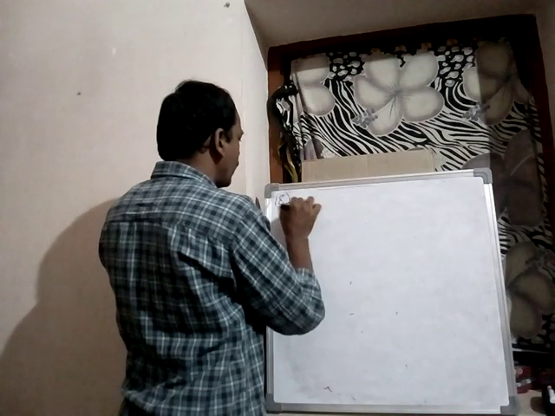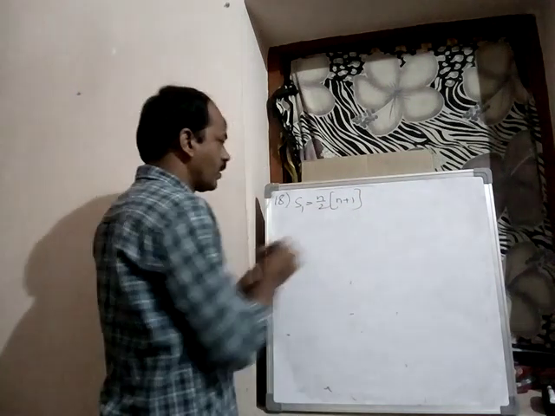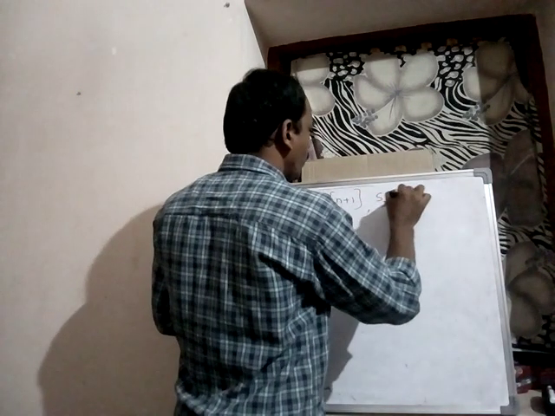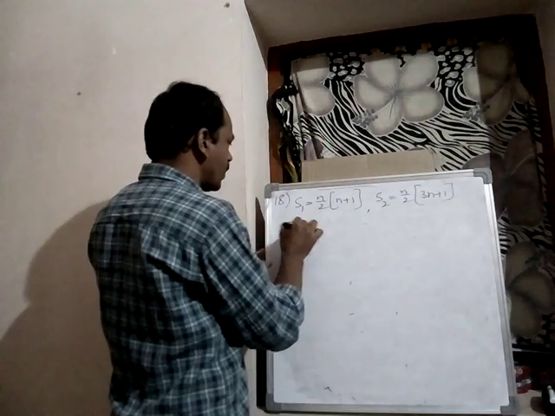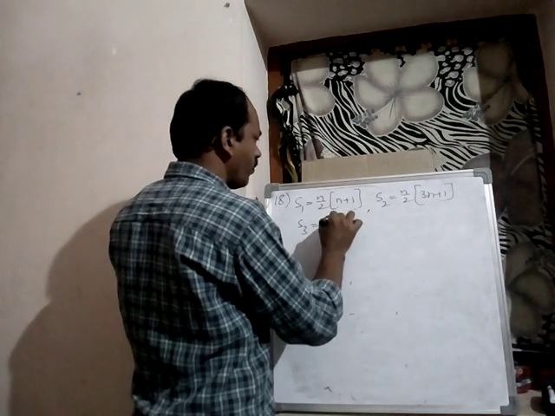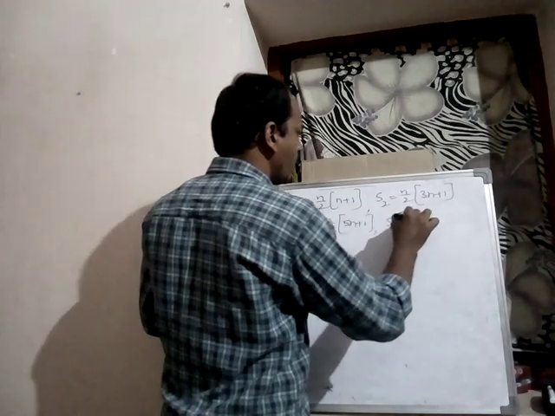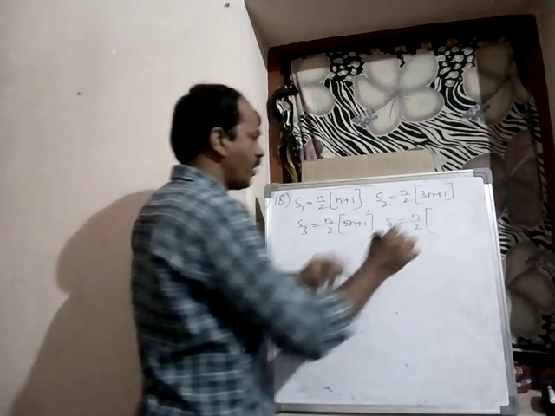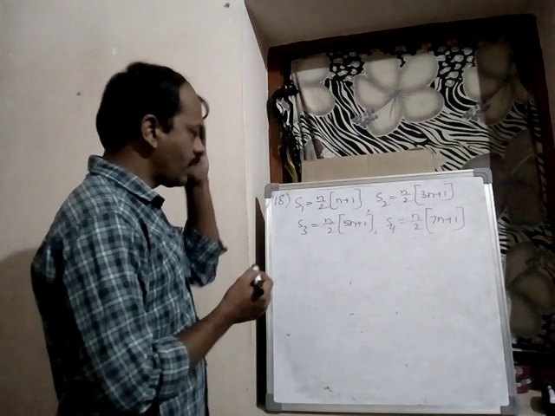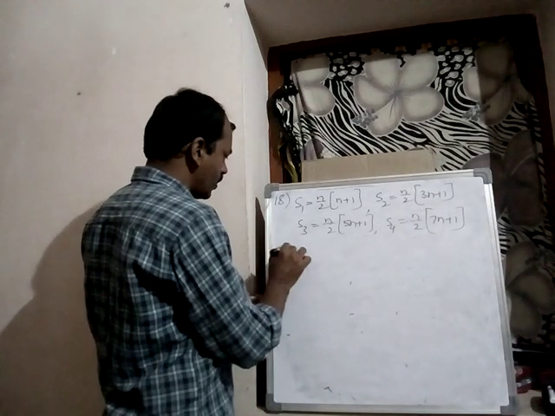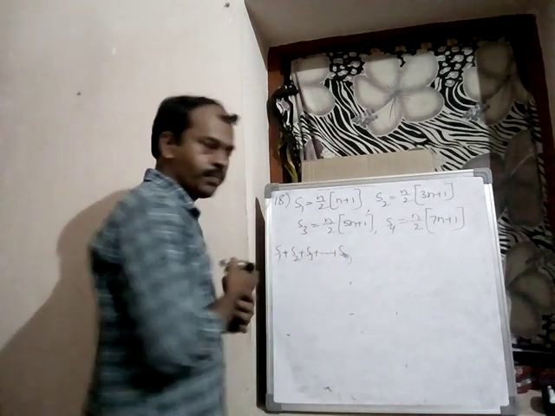We get S1 is equal to n by 2 of n plus 1. S2 is equal to n by 2 of 3n plus 1. S3 is equal to n by 2 of 5n plus 1. S4 is equal to n by 2 of 7n plus 1, like that only. We are asked for S1 plus S2 plus S3 plus so on up to Sm.